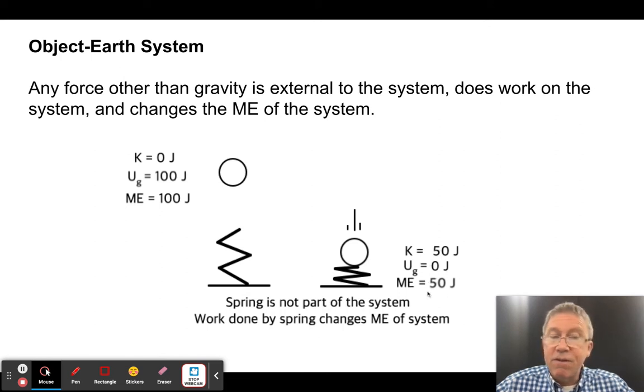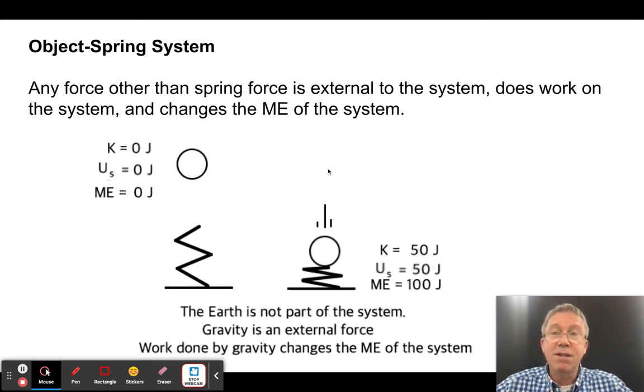So it now only has 50 joules of mechanical energy. I didn't conserve mechanical energy because the spring did external work on the system, in this case reducing its mechanical energy. But if I define that spring to be part of the system... no, in this case, I'm not defining the Earth to be part of it. I just have an object-spring system. I didn't make the Earth part of it.